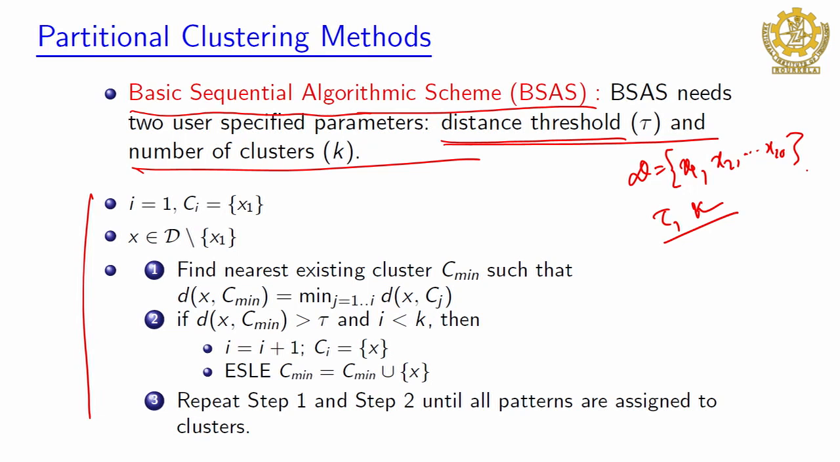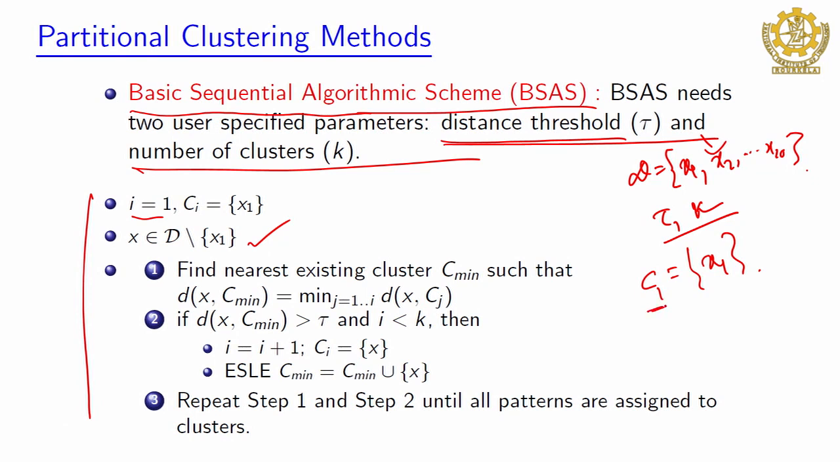First, i equals 1 and you form the first cluster, which is the first point in the data set. So this is x 1. Now, x 1 is already assigned to a cluster, so we will try from x 2. What do you do? Find the nearest existing cluster C min, such that the distance from x to C min is the minimum among all existing clusters.